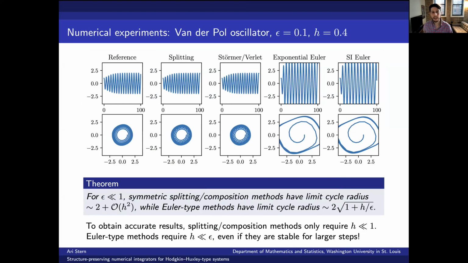So for the van der Pol oscillator, we actually see that the splitting and Störmer-Verlet methods do a very good job of maintaining this limit cycle with radius approximately 2. However, the exponential and symplectic Euler methods give distorted limit cycles that have radius much too large, right? And this is a theorem that appears in our paper that explains this. Basically, splitting or composition methods have limit cycle radius that has an error O(h²) independent of epsilon. However, for Euler-type methods, you have this dependence of the radius on epsilon. So when epsilon is very small, you get a distortion in the limit cycle radius. And that means that effectively we require h to be not just smaller than 1, but in fact much smaller than epsilon, which is much more restrictive than the stability criteria.